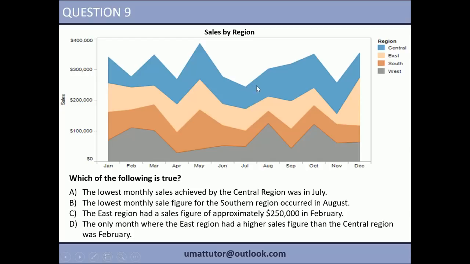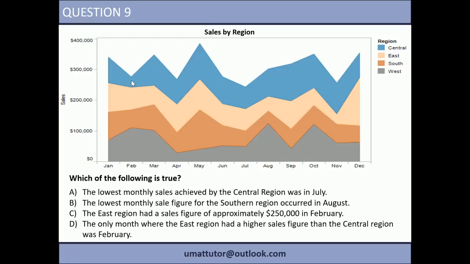For that reason, A may be very tempting. But remember, if we're just focusing on the central region, which is the blue, we're looking for basically the smallest height. So in other words, looking for the smallest gap between the top of the blue and the bottom of the blue. And I would say over the course of the year, that would be found probably here in February. You can see that's quite a small distance, certainly smaller than here in July. And that means that this was the month, February, where the central group or the central region had the lowest overall sales. For that reason, A would be incorrect.